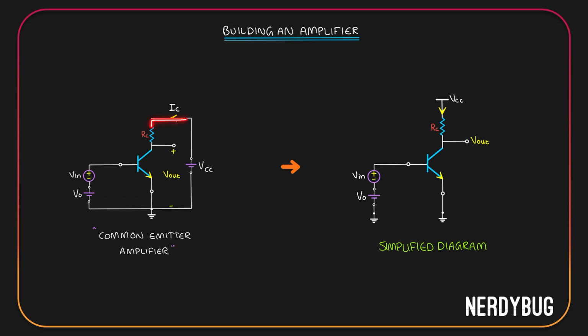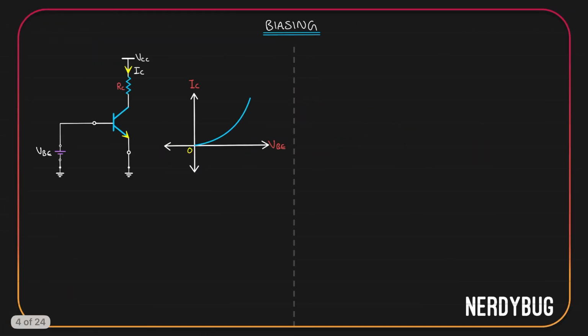VCC is a cell that is connected between this point and the ground. Over here, instead of that, I have shown it as just a supply that is given at the collector. But you should know that basically it is just a voltage source, just like the cell that we have over here. So from now, we are going to be using the simplified diagram for our analysis. Let us move on to biasing.